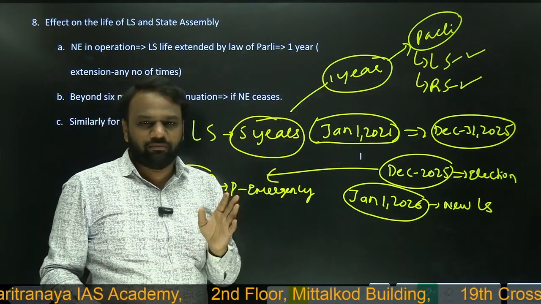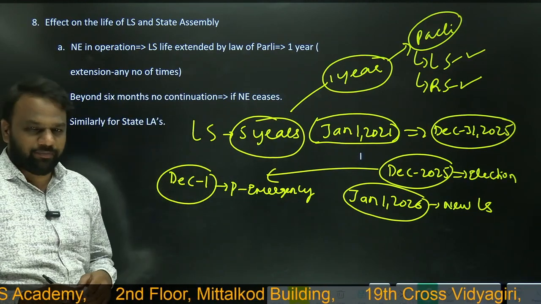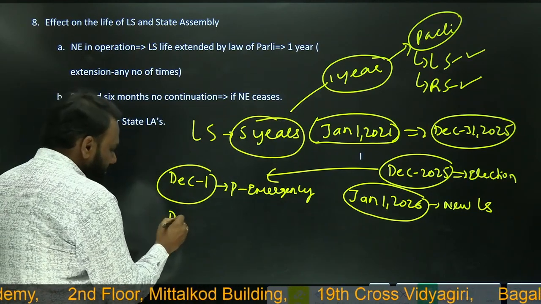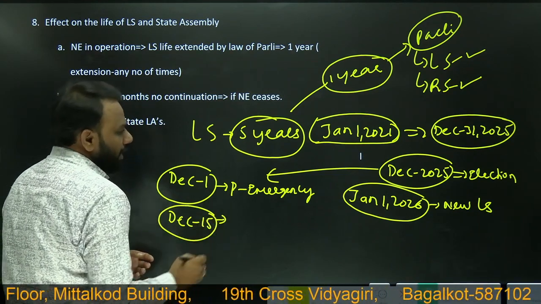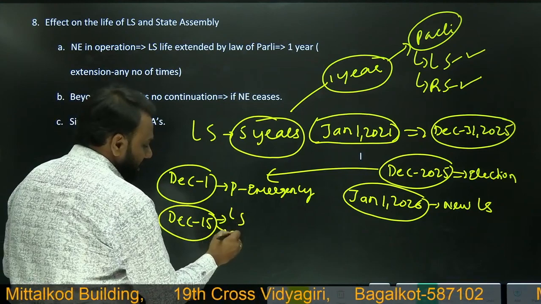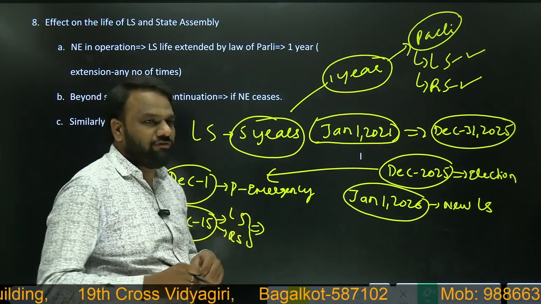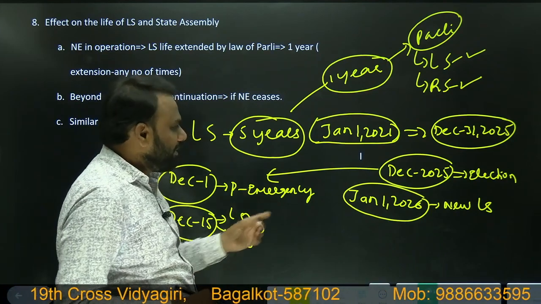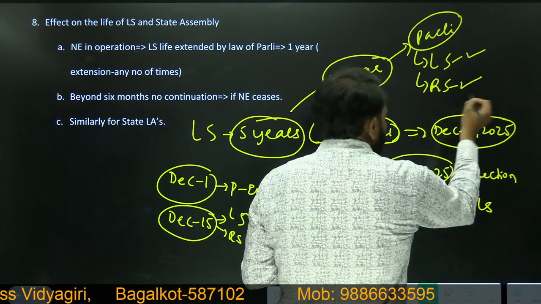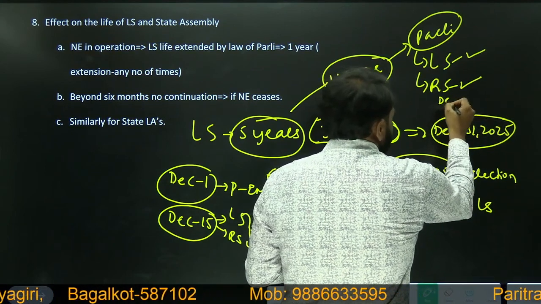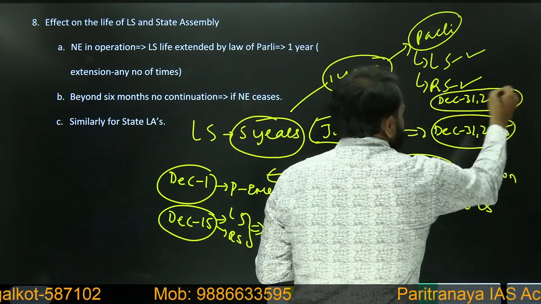extended by 1 year. Now let us assume on December 1, President has declared emergency. So let us assume on December 15, Lok Sabha and Rajya Sabha will pass a law and extend the life of Lok Sabha. Now the Lok Sabha, which was supposed to end on December 31, 2025, will end on December 31, 2026. See here.